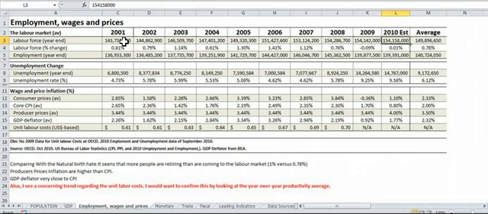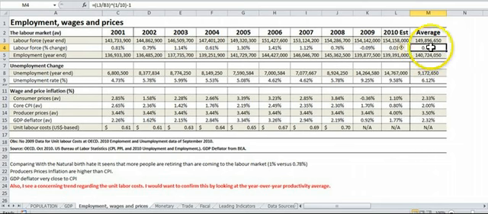Now, the thing that I also want you to take into account is the labor force change. This is the growth of the labor force. The reason this number is important is because it tells you how quickly the pool of labor is growing or shrinking in a country. And this also could help you to determine the minimum number of jobs an economy needs to create to accommodate a growing labor force.